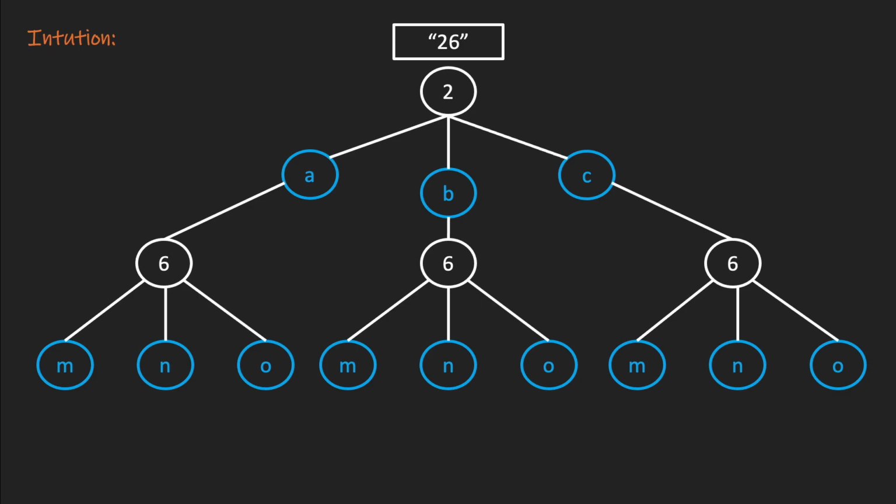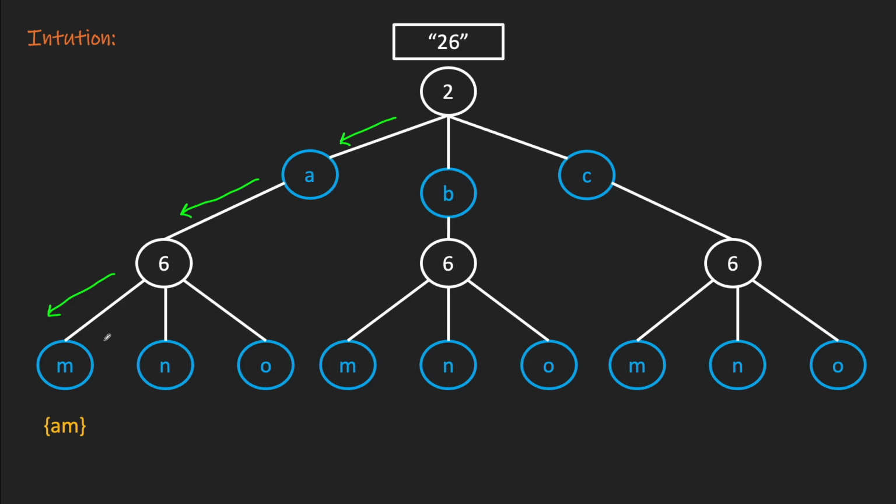So the input is 26. We start from the first digit 2. Now 2 is mapped to 3 letters A, B and C. We go to the first letter A. Now we need to append the next letter from the next digit. So we go to 6. Now from 6 again we have 3 choices: M, N and O. So we go to the first letter M. We again repeat the process and try to go to the next digit if there are any. There are no more digits, so we can say we have found our first letter combination.